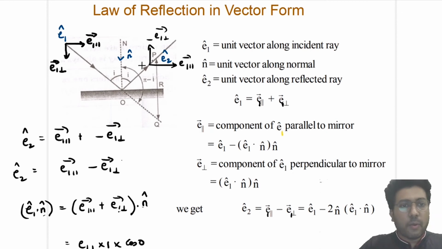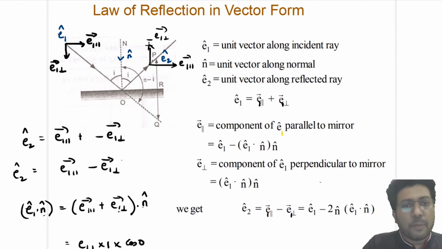Okay, now let us resolve the E1 cap vector into two components. One is parallel to the surface and the other is along the normal, or perpendicular to the surface. So E1 cap can be written as E1 parallel vector plus E1 perpendicular vector.